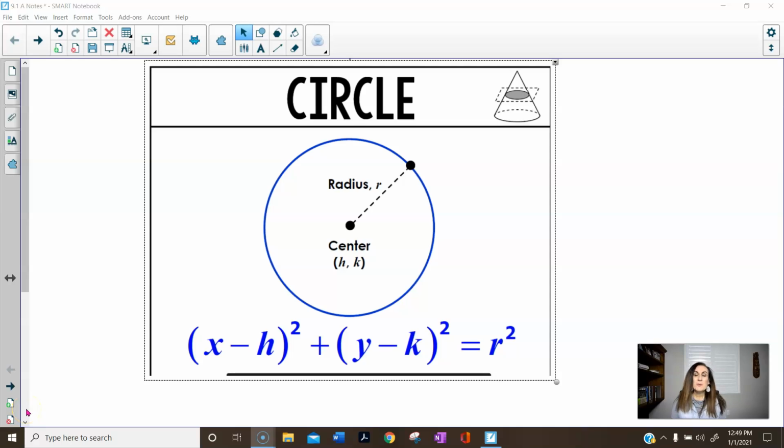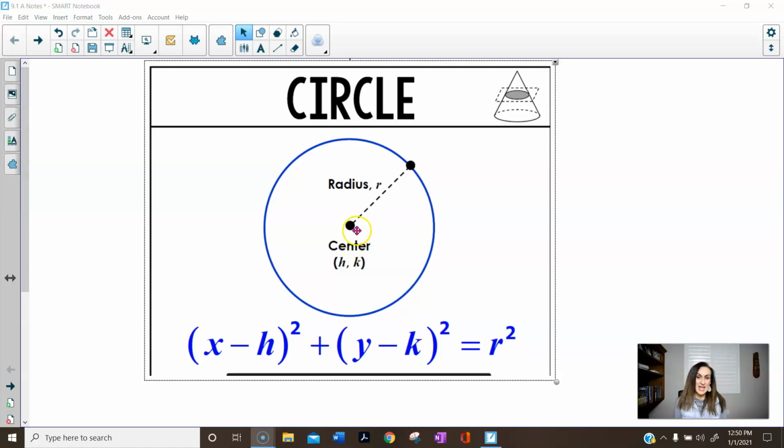Hi there. So we're going to be working on conics and we're going to start our unit with circles. We're going to look at the distance formula, the midpoint formula, and how to derive the equation of a circle. So let's get started.